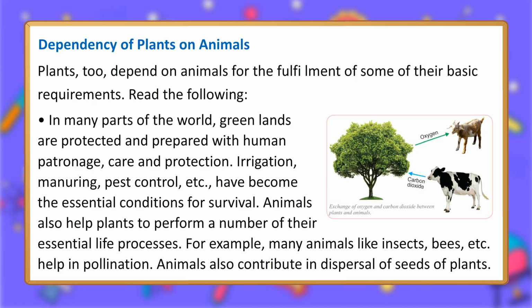Animals also help plants to perform a number of their essential life processes. For example, many animals like insects, bees, etc. help in pollination. Animals also contribute in dispersal of seeds of plants. Carbon dioxide, oxygen.